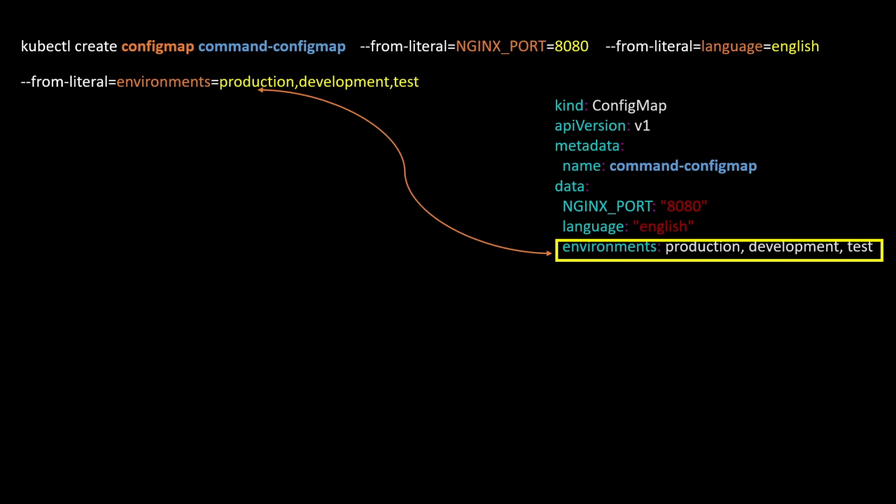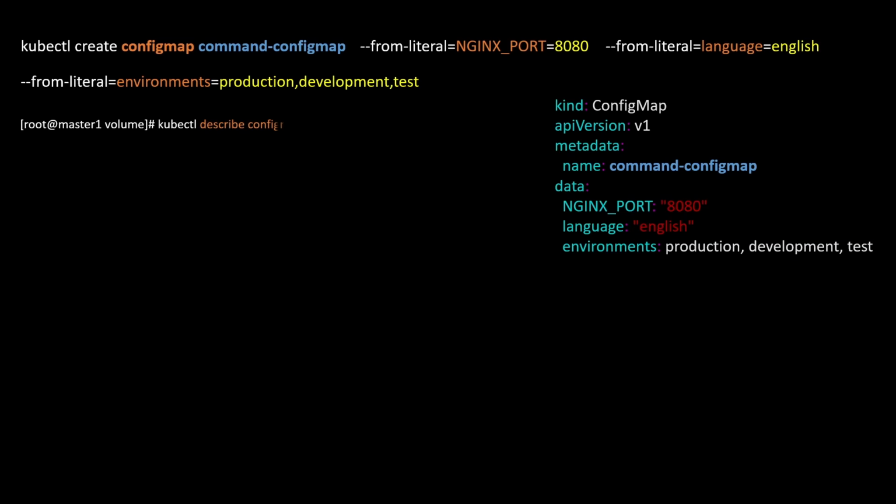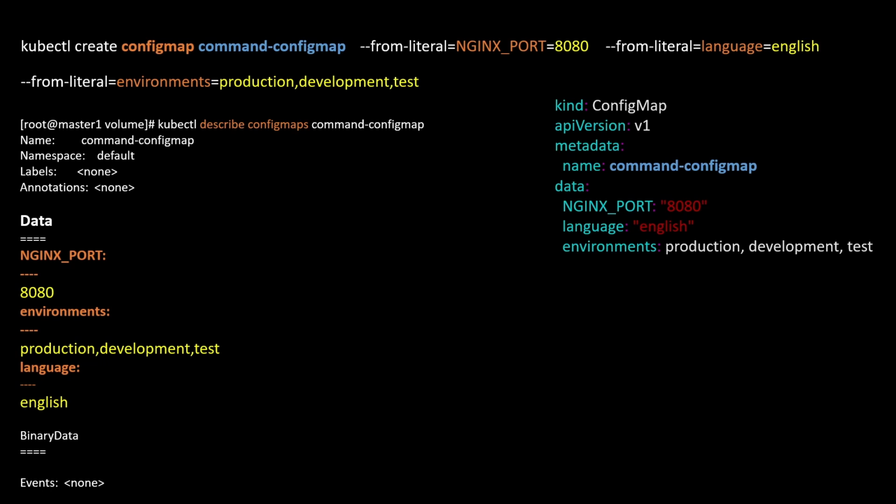If I describe this config map, I will observe the same output as if we created the config map from a YAML file. From here, we have data. Inside this data, we have a key, and this key has the value of 8080. Then again we have a key and the value is this. Again we have a key and the value is English. Inside this binary data, we have not mentioned anything. So it means that in the config map, we can insert the value inside this data or binary data.